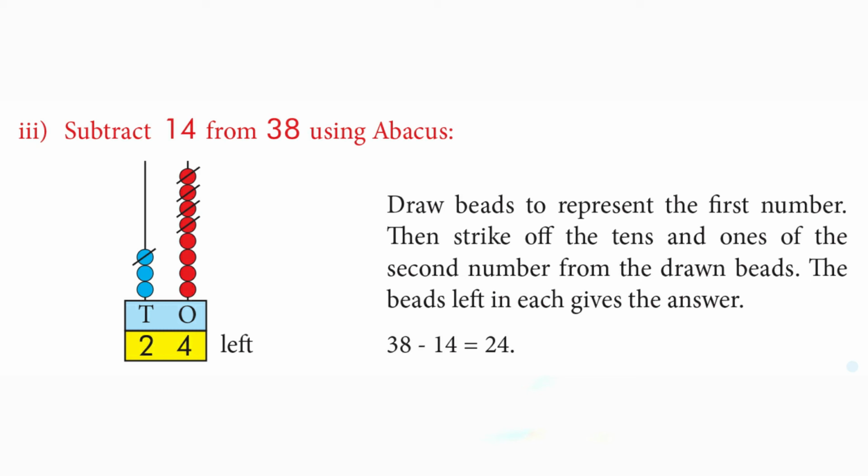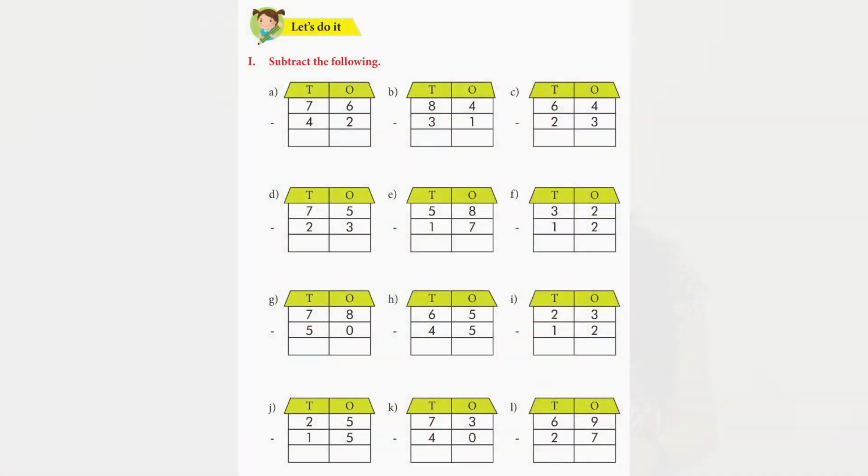And then we have 3. 3 blue beads are drawn here, and then we have to take away 1 from that. How much is left? 2 is left. Now in the next one we are going to do more subtractions. Okay, are you excited? Let's try and do them.